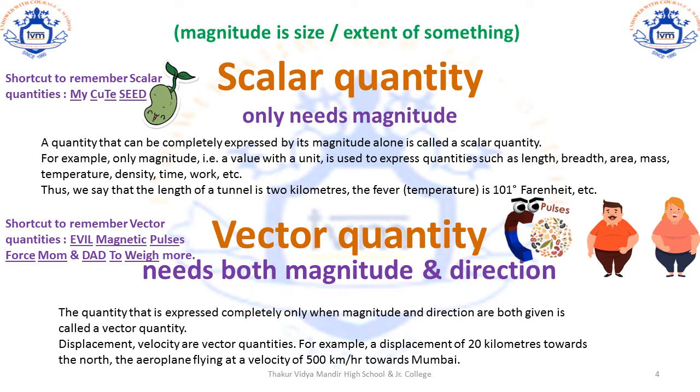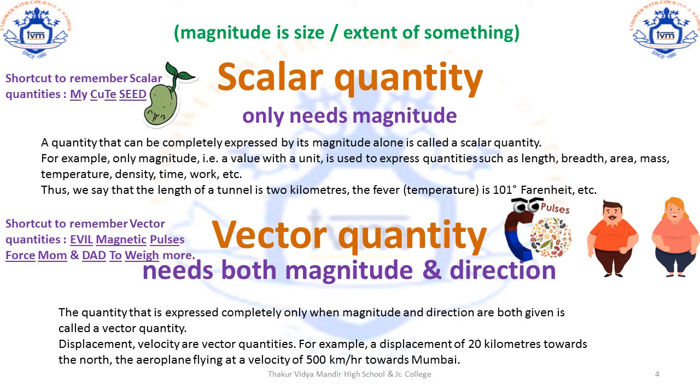Now when you add in direction to that something to give complete information about that thing, it turns into a vector quantity. Simply put, a quantity that can be completely expressed by its magnitude alone is a scalar quantity, and a quantity that is expressed completely only when magnitude and direction are both given is a vector quantity.